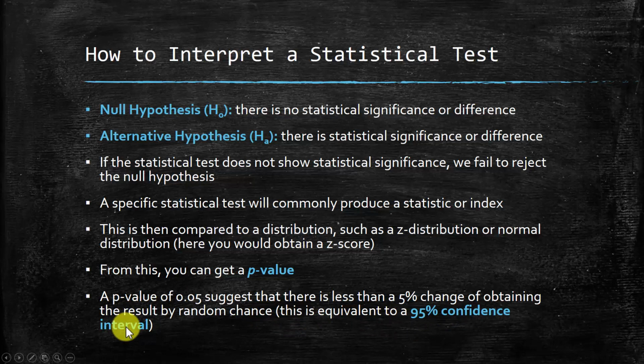So again, if you set your p-value to 0.05, and your p-value is less than 0.05, then that means there's less than a 5% chance that you would have got that difference simply by random noise or random chance. That's the idea. So generally with these tests, you're going to end up with an index, and then from that we can get a p-value, and then if it's less than our threshold, then we can say that there is a difference. If it's greater than our threshold, then we fail to reject the null hypothesis.